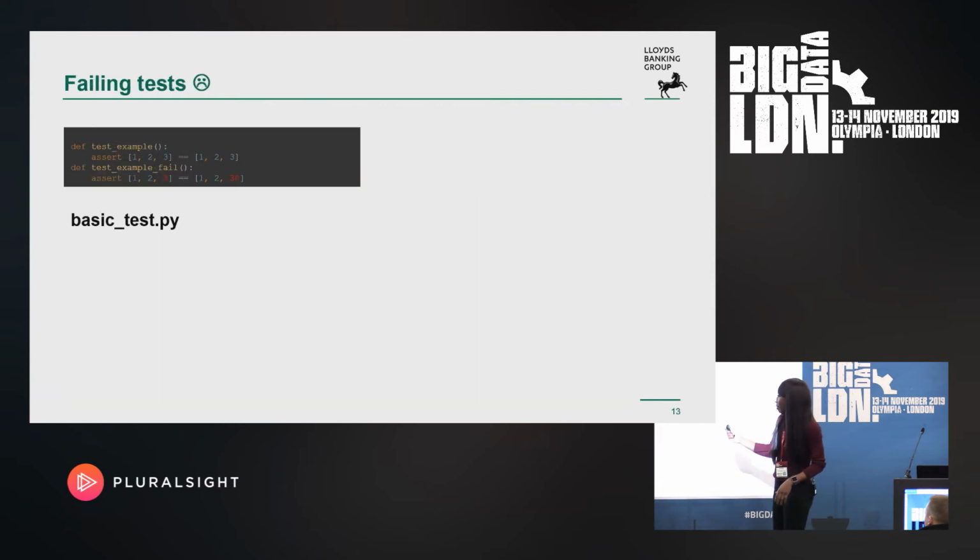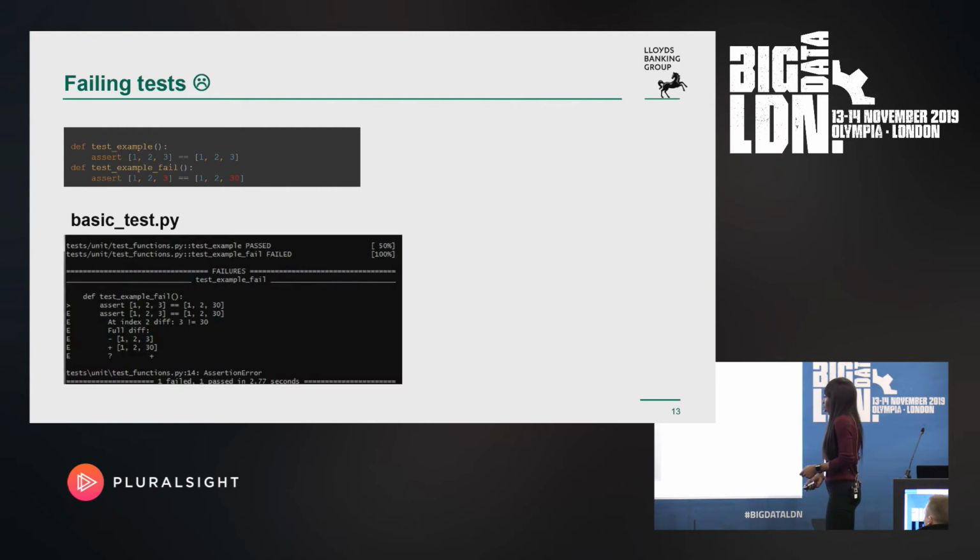But what if I write a test I expect to fail? How does Pytest handle that? So I've added another test here where I'm asserting that these two lists are equal, but clearly the items at the last index are very different. When I run this through Pytest, Pytest tells me that it's found two tests, one has passed and the other has failed.